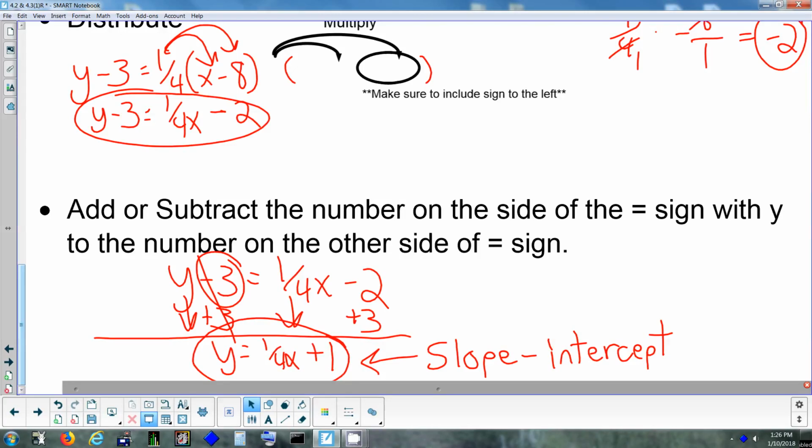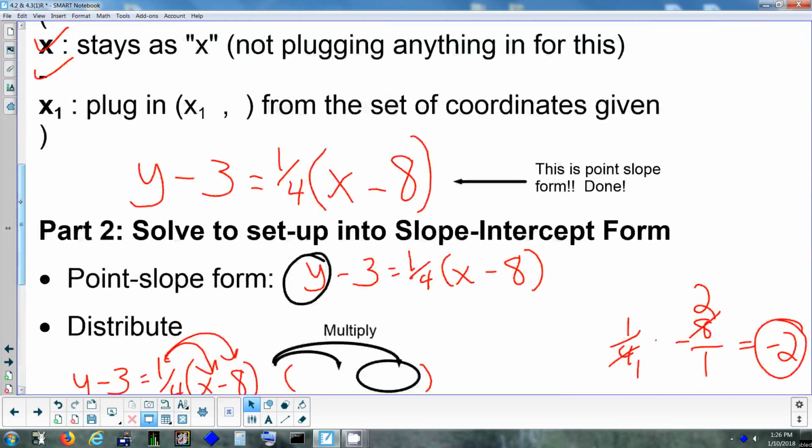All right? So guys, if you were to draw a picture of what Mr. Roy just did in slope-intercept, and you were to draw a picture of what he had right here in point slope, it's the same picture. It's just a different way of writing it.